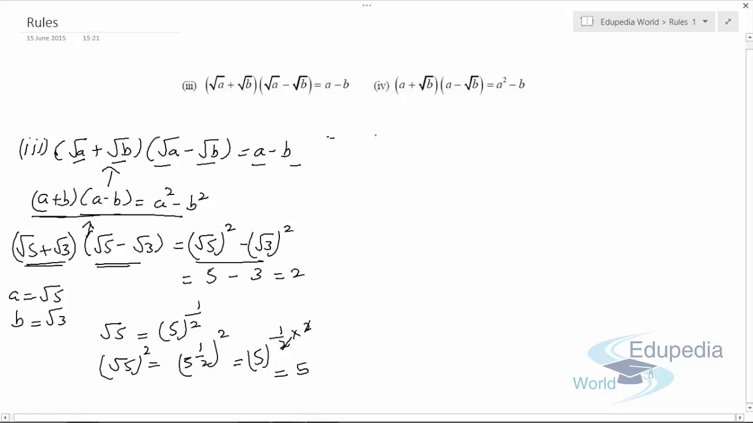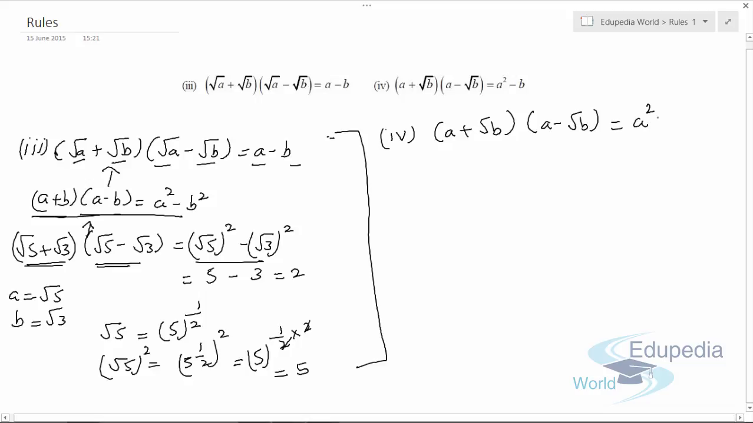So let's discuss the fourth rule. Fourth rule is A plus under root of B into A minus under root of B can be written as A square minus B. Again we can apply the same identity in this part also. So let's see the solution of this rule through an example.